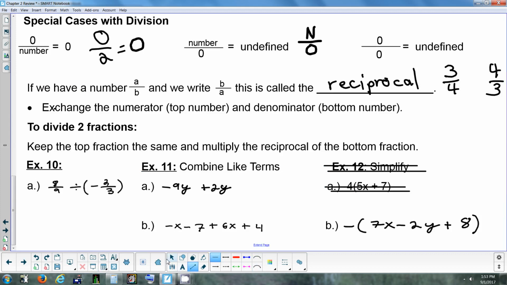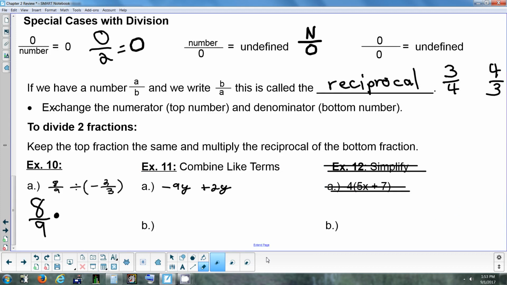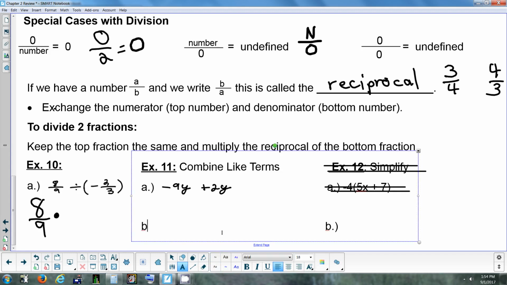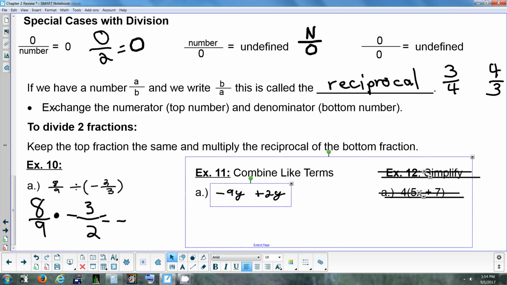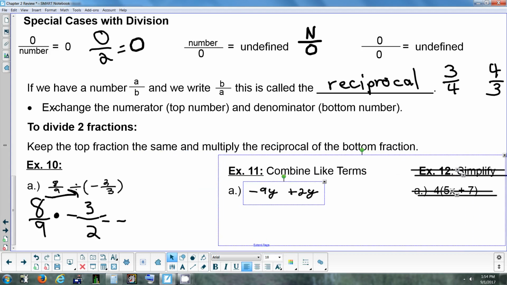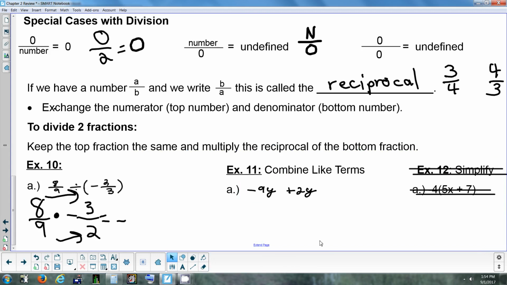Basically what this means is we're going to leave this as 8 over 9. I have to make it multiplication, so it'll be times, flip 2 over 3. It's going to be -3/2. Remember, I'm flipping the sign? Keep it as 3 over 2. Then we can multiply straight across. Before I even do that, is my answer going to be positive or negative? Negative, because I got a positive and a negative. So I'm going to put a minus here. Then I multiply straight across. 8 times 3 is 24. 9 times 2 is 18.